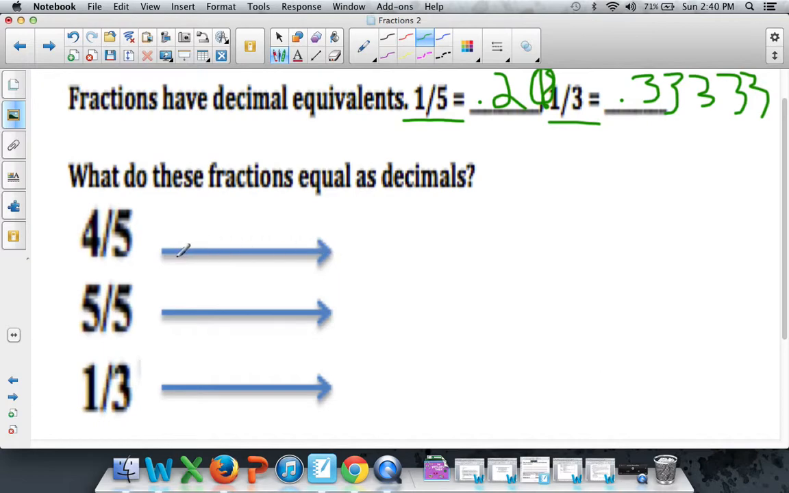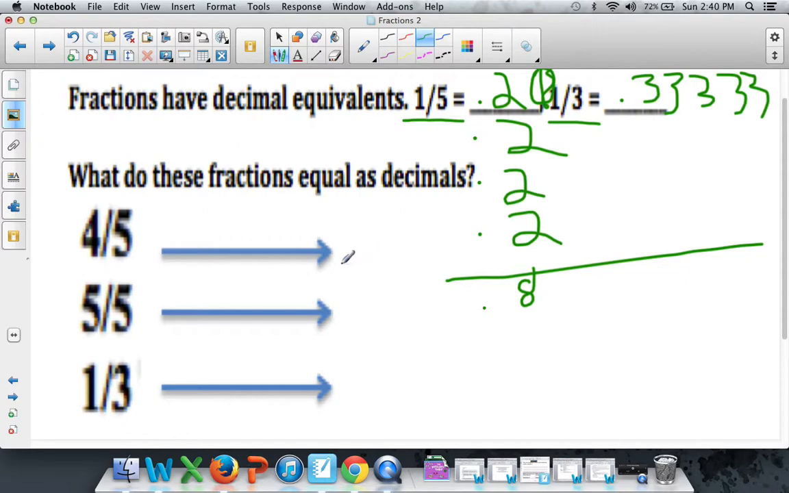Almost finished. 4/5 is like 1/5, but instead of being 1, there's 4 of them. So what if we took that 0.2 for 1/5 and just did it 4 times? What would we get? 0.2 plus 0.2 plus 0.2 plus 0.2? That's not so bad. It's going to be 0.2, 0.4, 0.6, 0.8. So 4/5 is 0.8.